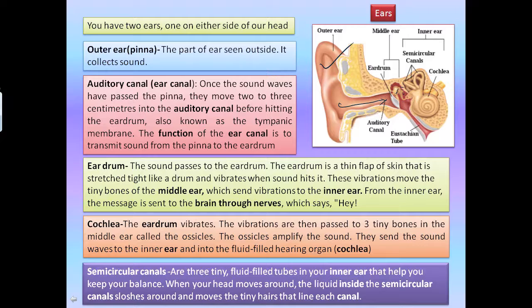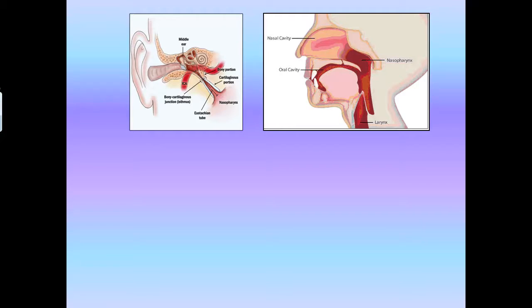Then semicircular canals. The semicircular canals are three tiny fluid-filled tubes in your inner ear that help to keep you balanced. When your head moves around, the liquid inside the semicircular canals sloshes around and moves the tiny hairs that line each canal.